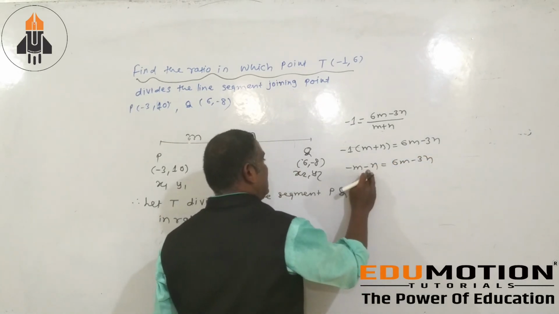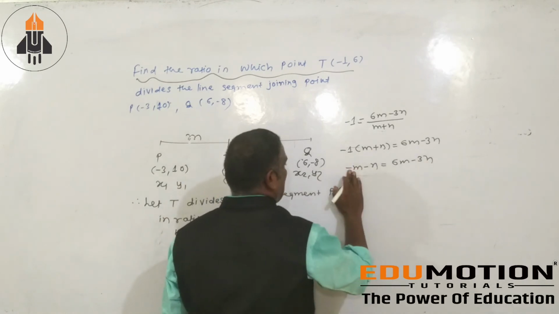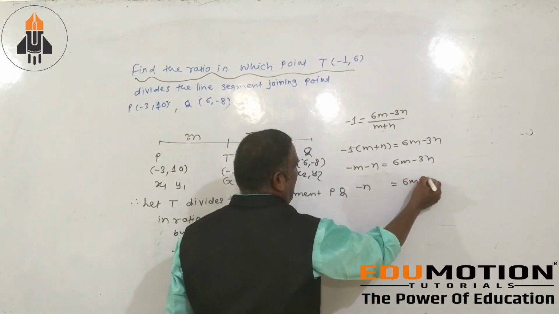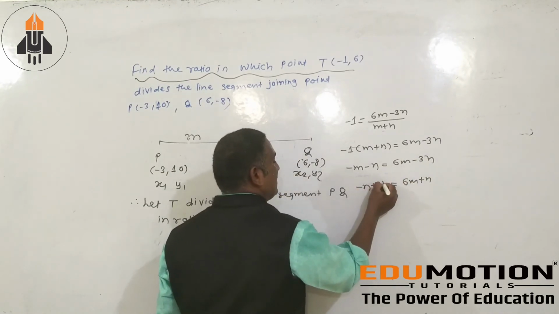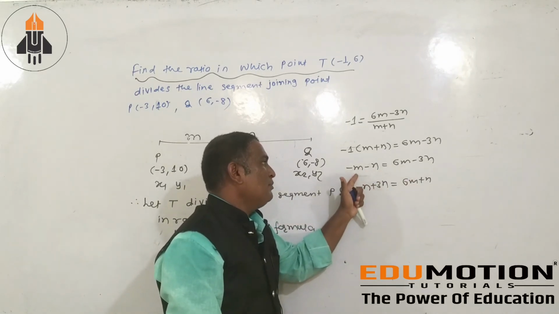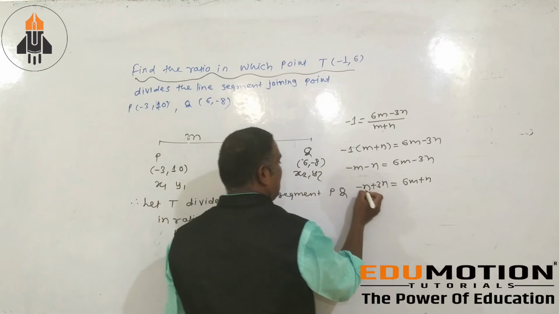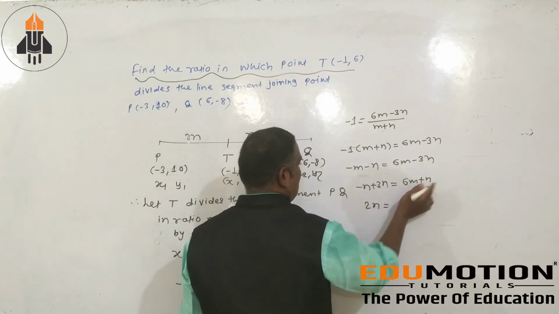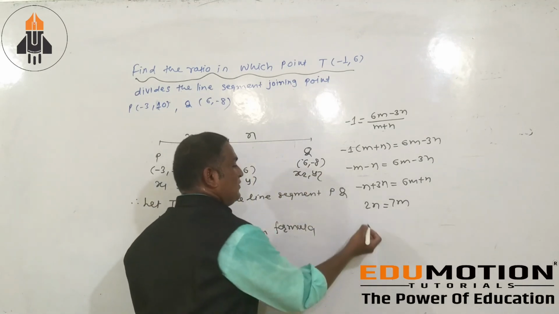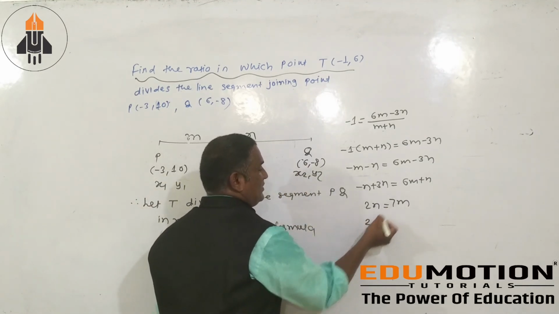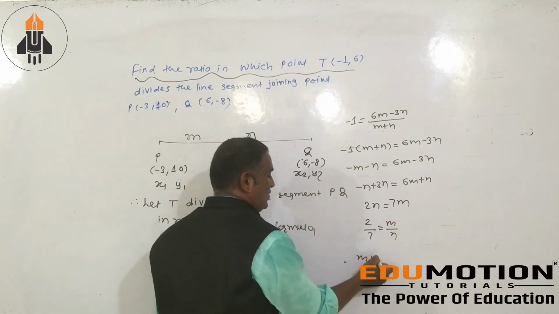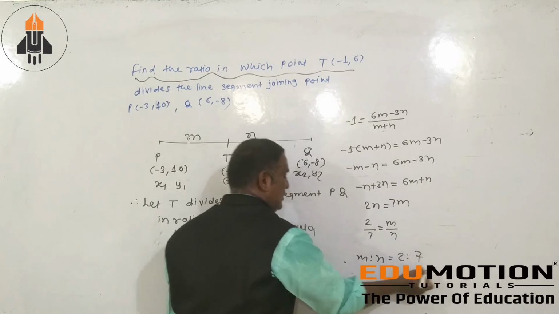Then this minus n goes to the right hand side, minus m goes to the right hand side, and we get plus m, and minus 3 on coming to the left hand side, did you understand? -3 has come to the left hand side, -m has gone to the right hand side. 3n minus n is 2n, and 6m plus m is 7m. Then you have to find m by n. Means if you take this 2 and 7 multiplication, then I will divide. Then we get m is to n, that is equals to 2 is to 7.